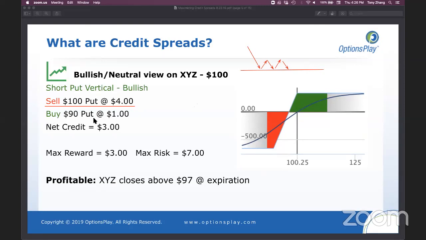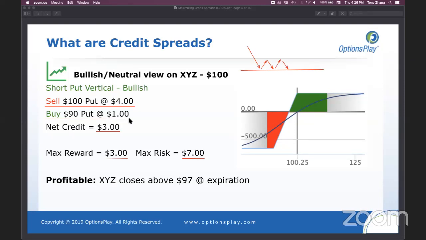So by buying this $90 put, I pay $1. So instead of collecting $4 in premium, my credit is now only $3. However, instead of making $4 while risking $96 to the downside, I can collect $3 in income and risk only $7. So again, the main point of buying this $90 put is so that I don't have unlimited risk to the downside.